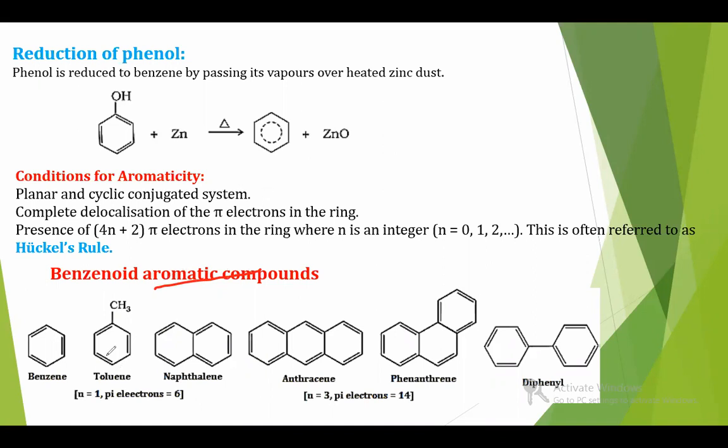In that you can see 1, 2, 3, three pi bonds, which is 6 electrons, which follows Huckel's rule, meaning cyclic, planar, delocalization of pi electrons. Similarly, here alternate three pi bonds follow it. Similarly, 1, 2, 3, 4, 5, so 5 pi bonds, 5 delocalization.